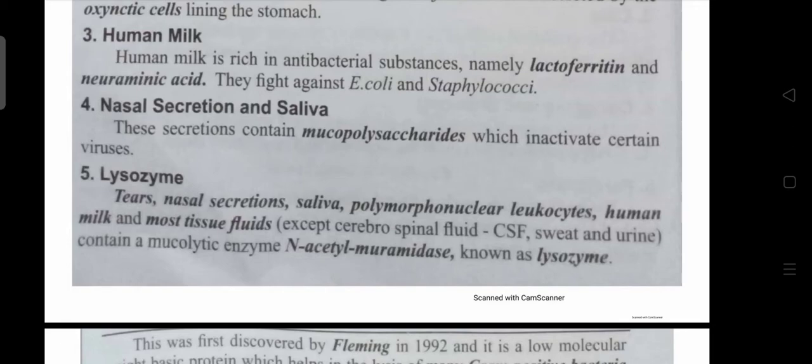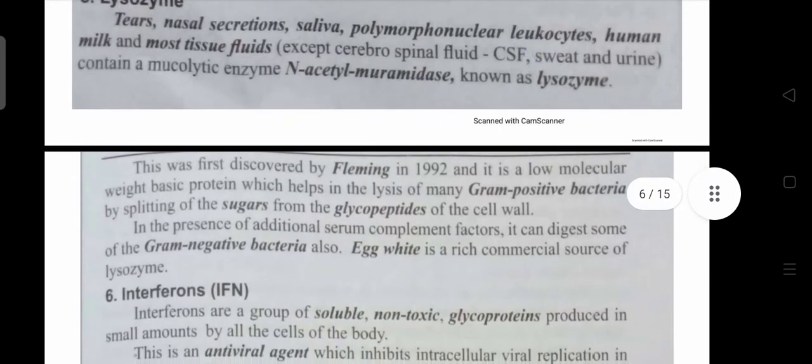The function is that they can kill or cleave microorganisms by cleaving the peptidoglycan components of the bacterial cell wall. Microbiology students will be familiar with the structure of the bacterial cell wall, gram-positive and gram-negative, and peptidoglycan synthesis, etc. So the function of lysozyme is to cleave the peptidoglycan components of the bacterial cell walls, thereby killing bacteria. This was first discovered by Fleming in 1922.